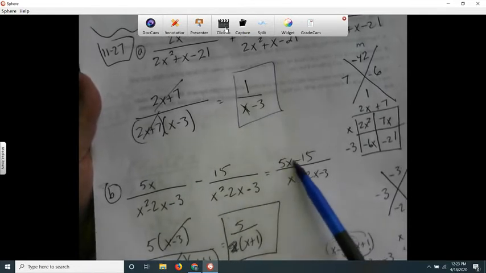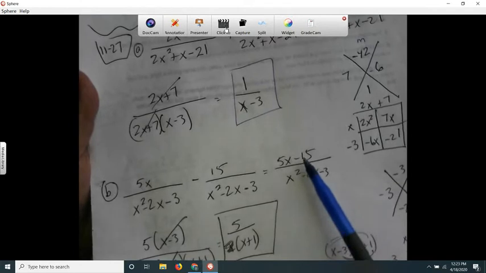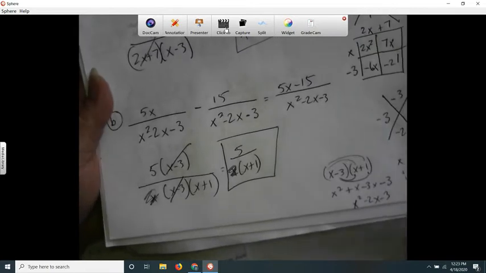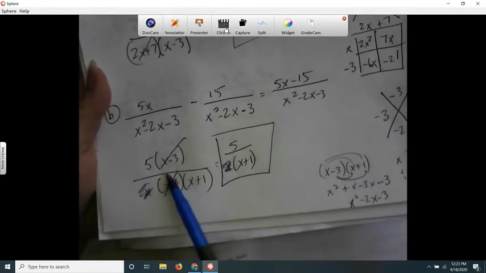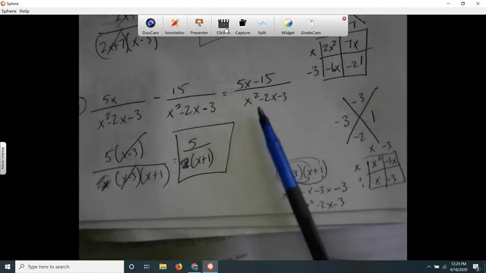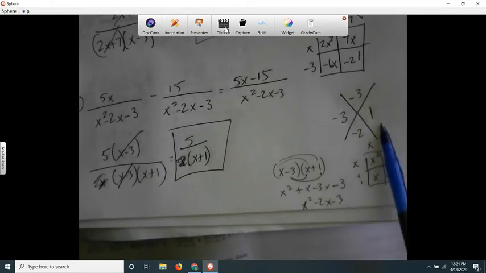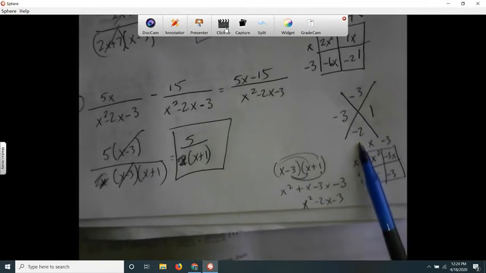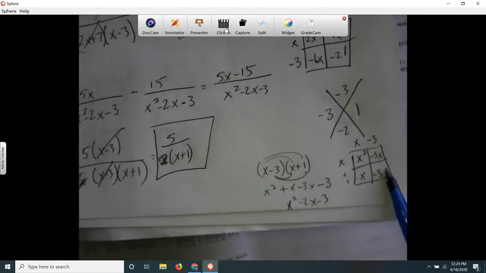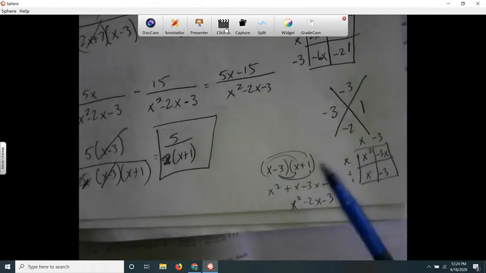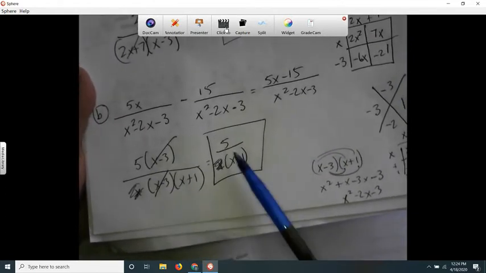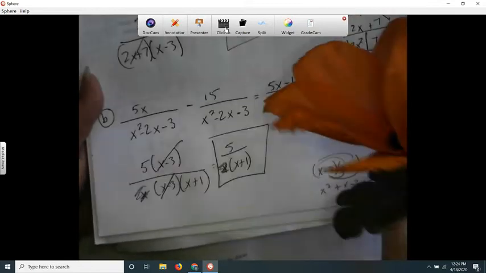5x minus 15. And then I want to see if maybe I can factor and simplify this some more. So I factored a 5 out. And then here I looked for something that multiplied to make -3 and added to make -2. -3 times 1 worked. So I did a little area model box for it, but you don't really need to. You can just grab these, the x minus 3 and x plus 1. And these canceled out. Okay, so that's letter B.